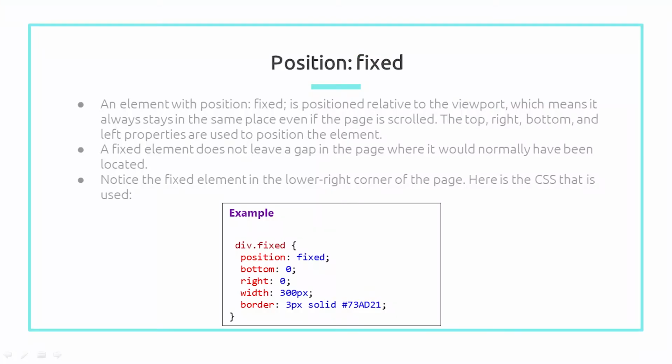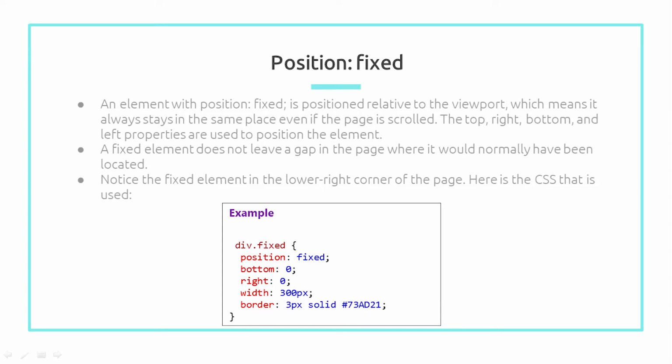Position, fixed. An element with position, fixed, is positioned relative to the viewport, which means it always stays in the same place, even if the page is scrolled. The top, right, bottom, and left properties are used to position the element. A fixed element does not leave a gap in the page where it would normally have been located. Notice the fixed element in the lower right corner of the page.